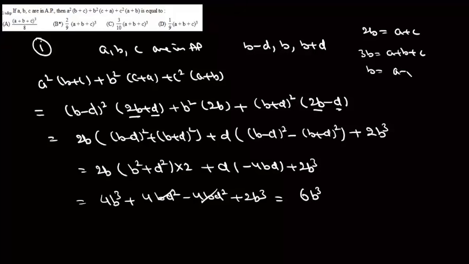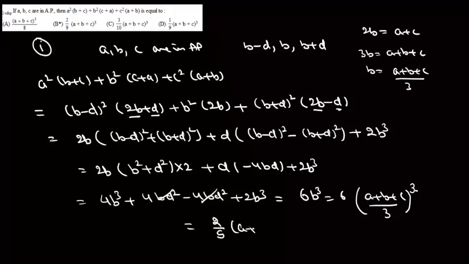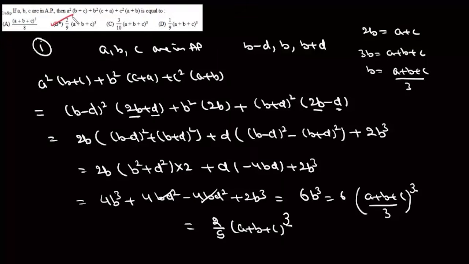Now we know that twice B equals A plus C, or 3B equals A plus B plus C, or B is simply (A plus B plus C) by 3. So it will be 6 times ((A plus B plus C) by 3) cube, which is 2 by 9 (A plus B plus C) cube, and that's your option B. So this is one way of solving it.